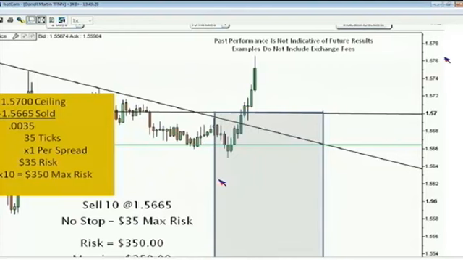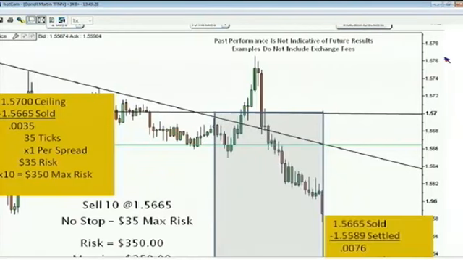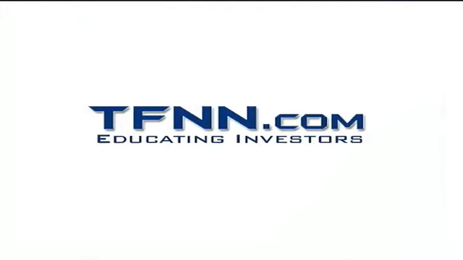Then it drops on back down on the trade, and it settles out. And when it settles out, I'm actually able to make $76 per spread on a $35 risk per spread, and I profit $760 on a $350 risk. So we'll go ahead and wrap this up and look at it and show you exactly how it works, and we'll compare them side by side right after this break.